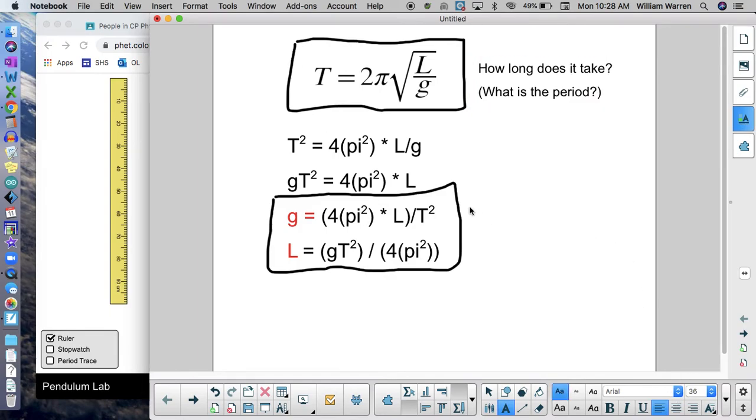And if I say, what is G on this mystery planet? What is the strength of gravity on this mysterious planet? Right? What is G at a given place or on a given planet? You would use this one here. What is G? There it is. G is 4 pi squared times L divided by t squared.